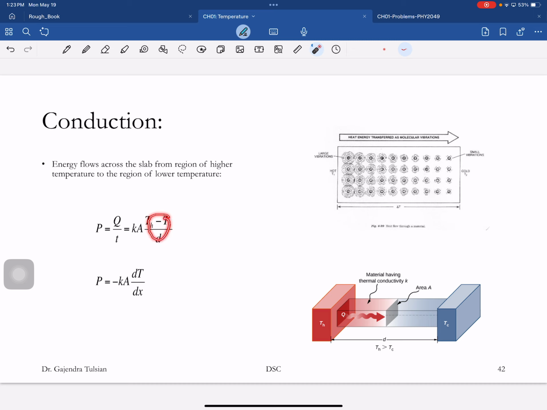So this temperature gradient is written as dT by dx. The temperature is decreasing in the direction in which heat is flowing. This would be negative dT by dx. So that's why we put in the negative sign there, to make that positive. So power, the rate of heat flow, is dependent on thermal conductivity and the area of cross section and so on.